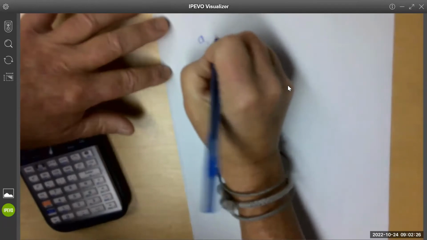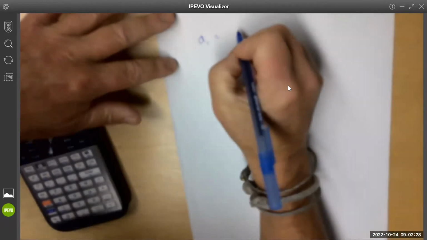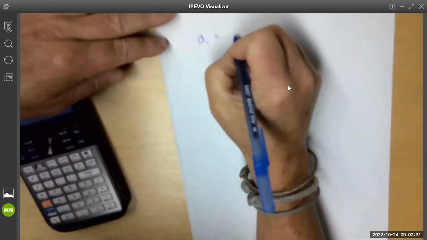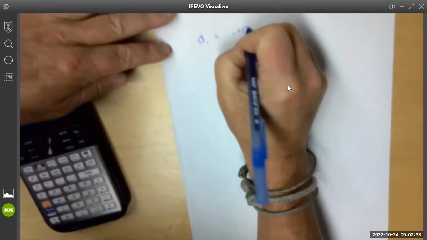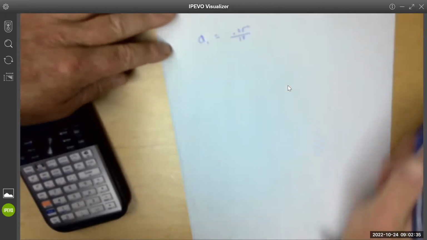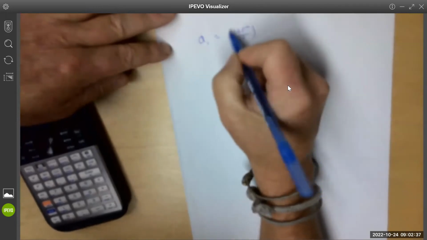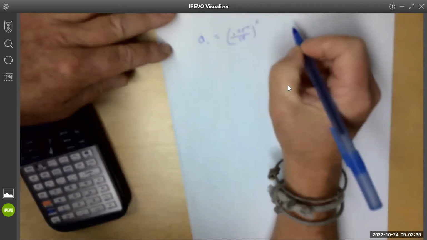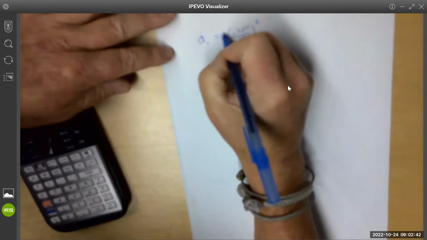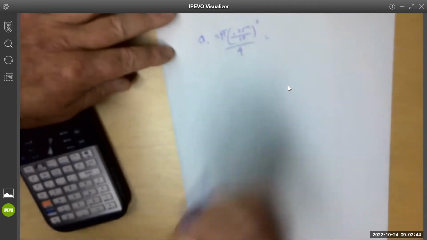Exactly. Area 1 equals 0.25 inches divided by 12, because that gives us feet, right? Feet squared, pi and 4.